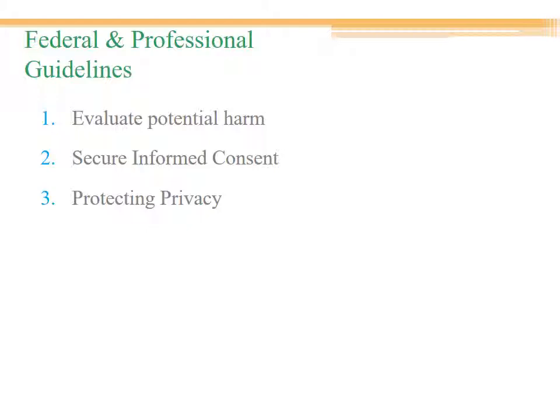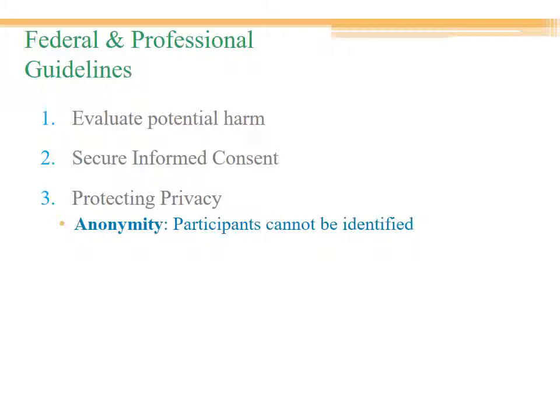Researchers also need to protect the privacy of participants. This is possible in two ways. First, anonymity. This means that participants cannot be identified. This is the ideal means of protecting privacy, and an example would be a self-administered survey that does not ask for the participant's name. However, anonymity is not always possible to achieve.